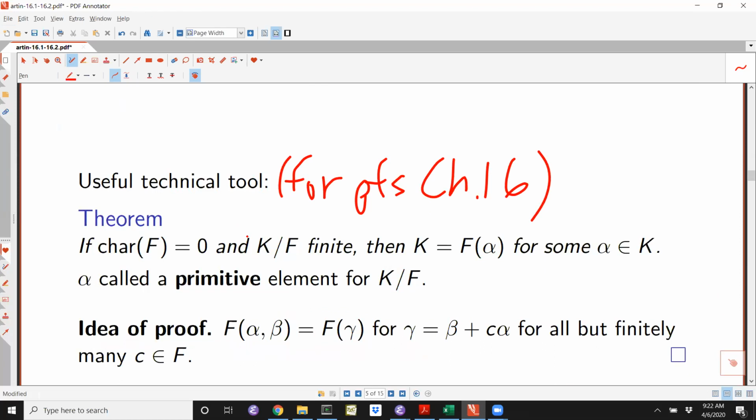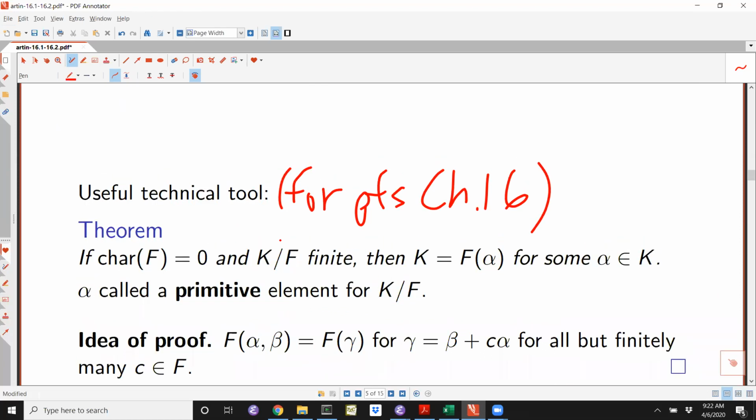If the characteristic of F is 0 and K over F is finite, so if you have a finite extension of a field of characteristic 0, then it is a fact that K is always equal to F adjoin a single element alpha, for some alpha in K. And we call alpha a primitive element for K, the extension K over F.